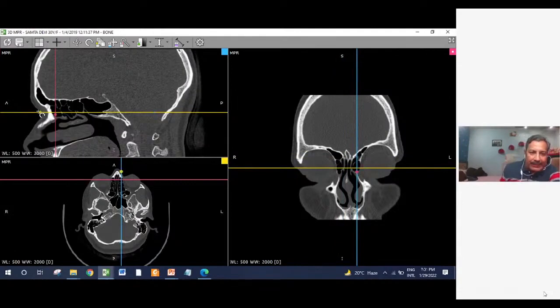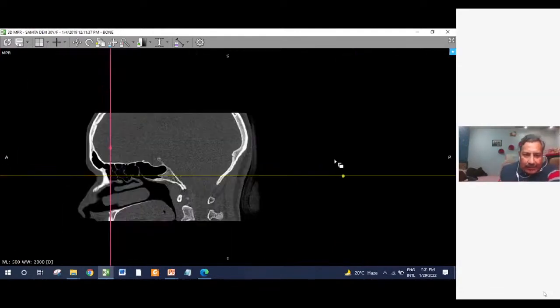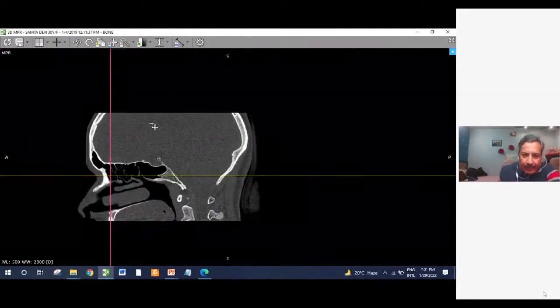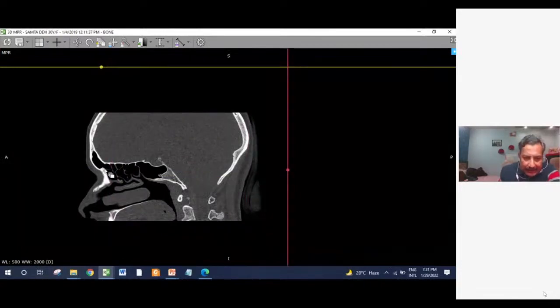Now, where the Agger nasi is, look into the sagittal plane. This is the Agger nasi cell. Why is it so important? The frontal drainage pathway is narrowed by this Agger nasi. Agger nasi cells are situated or attached on the anterior wall of the frontal recess pathway.